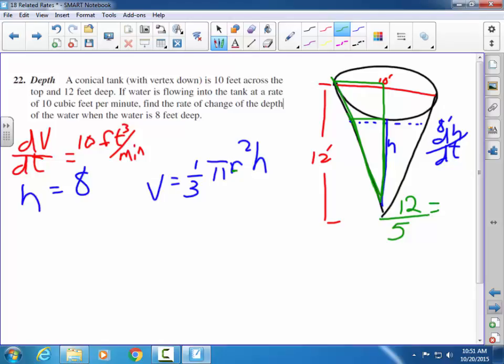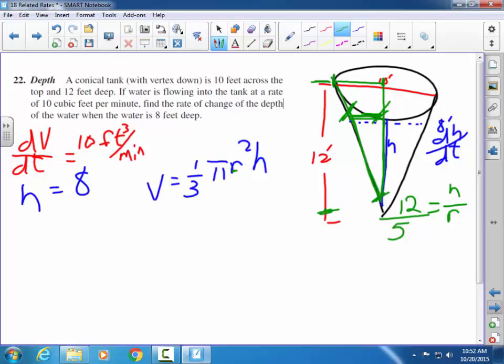So 12 is to 5 as H is to what? Now, H is 8 at a specific time, but H is the height of the water at any given time. What's this little piece up here? What is this going to be whenever this is H? At 8, it might be 4, but I want to know what letter it is. What letter would we use to represent this? R. 12, this distance right here, is to 5, this distance right here, as H, this distance right here, is to R, that distance right there.